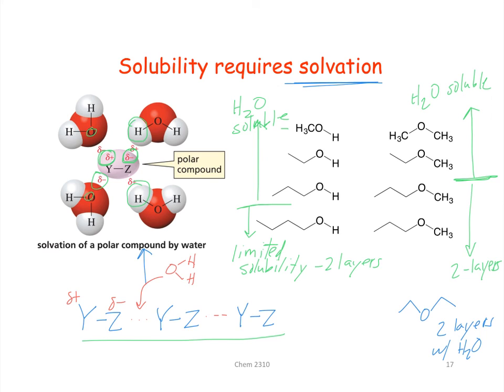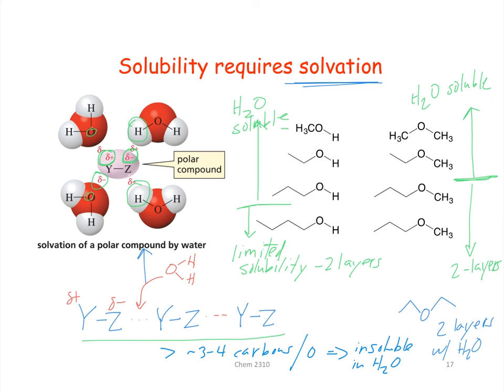So in general, for oxygen, for these types of molecules, if we have greater than around, and this is just ballpark, 3 to 4 carbons per oxygen, it will be insoluble, or at least it'll form two layers with water.